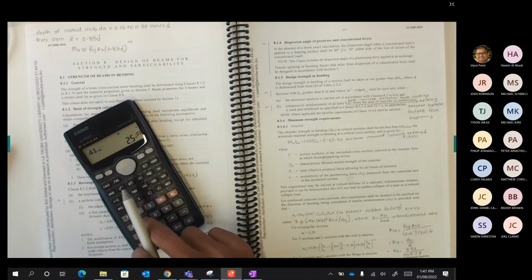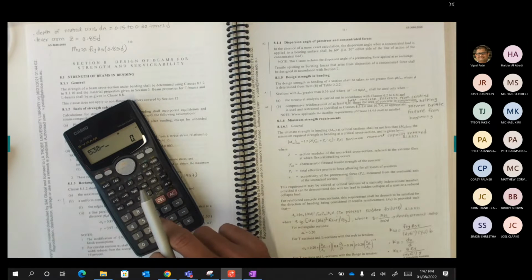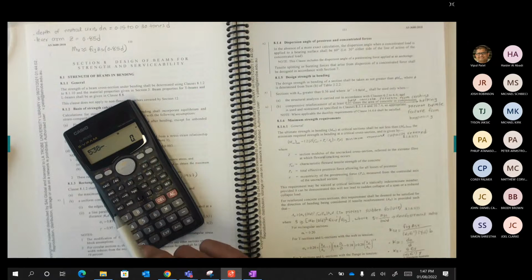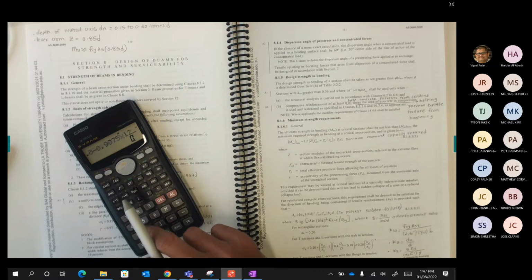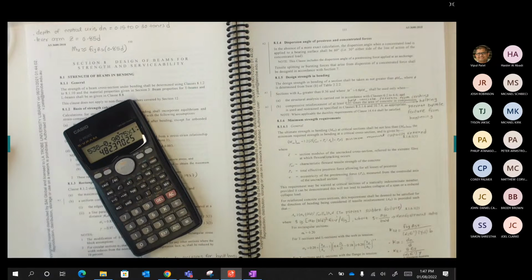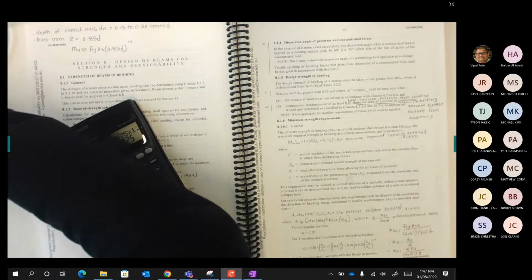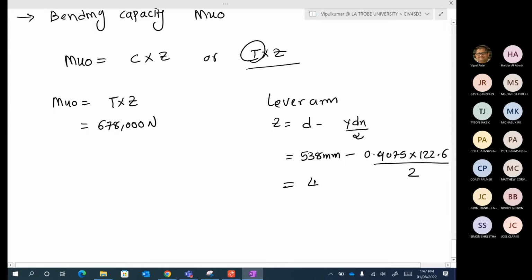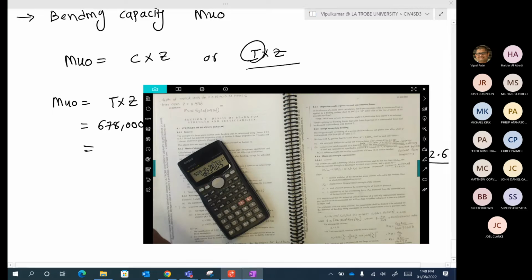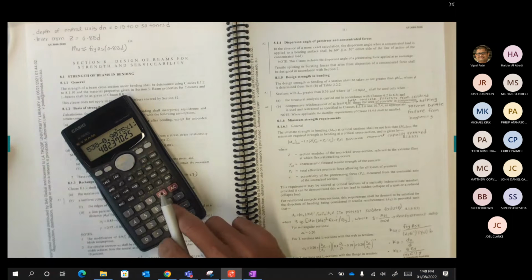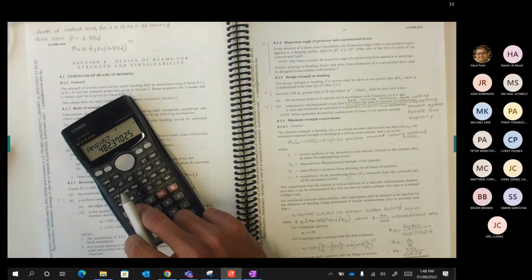So let's use the calculator. We have 538, take away 0.9075 times 122.6 divided by 2. You get 482.37. 482.37 millimeters, that is the lever arm. So let's use the calculator, times by 678.